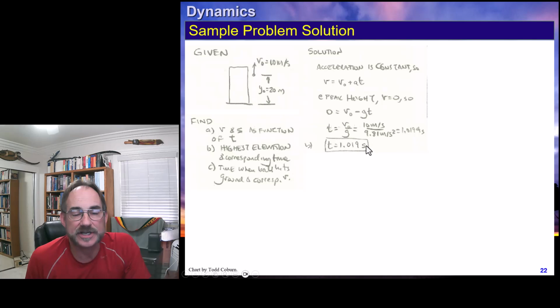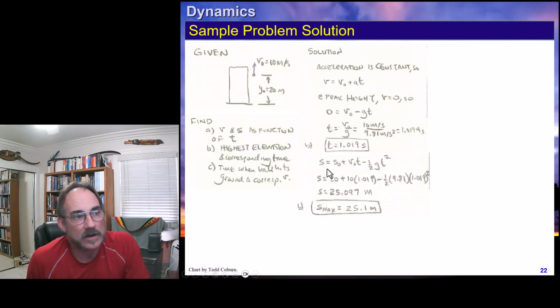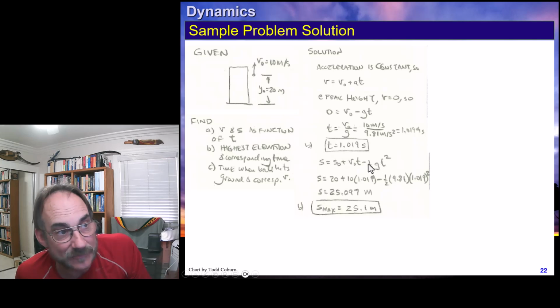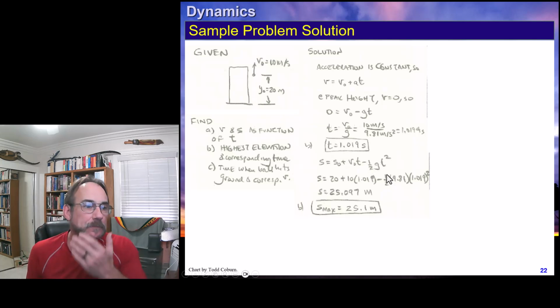Carry enough digits, more than you need, so you don't have unnecessary error. Okay? Next, for our next part, we can say, okay, use that other equation: S equals the initial position plus the initial velocity times time minus 1/2 gt squared. This is actually plus 1/2 gt squared, but our g is negative, which introduces that minus, okay?